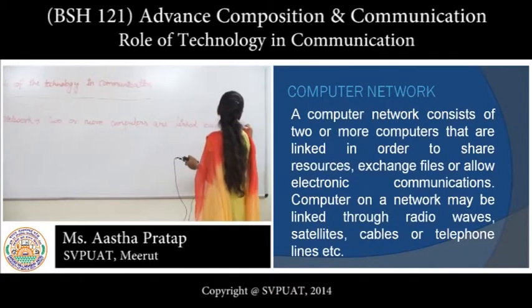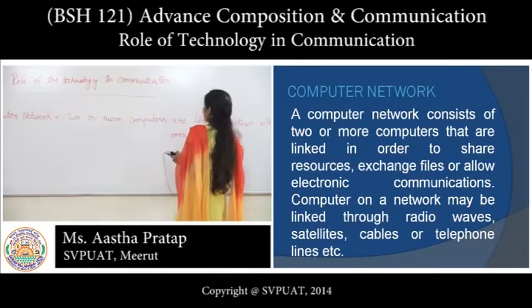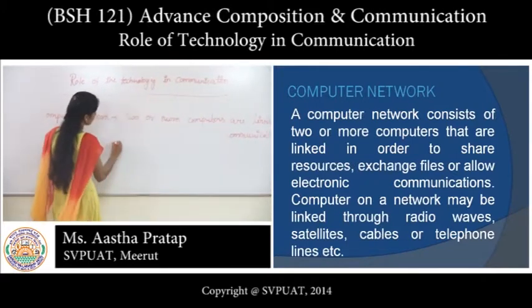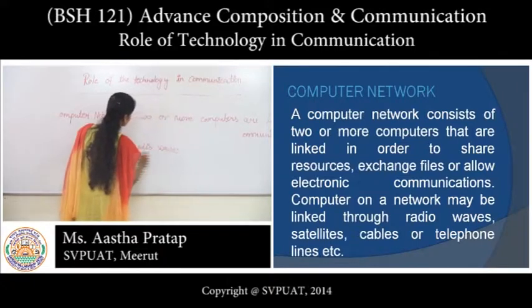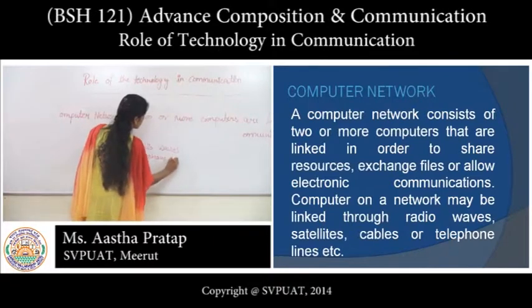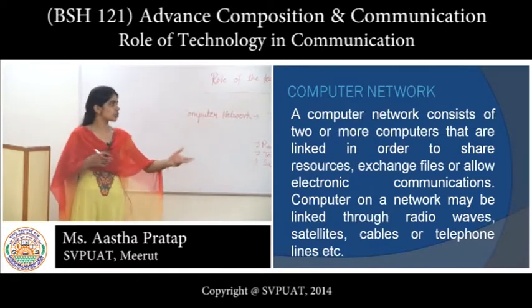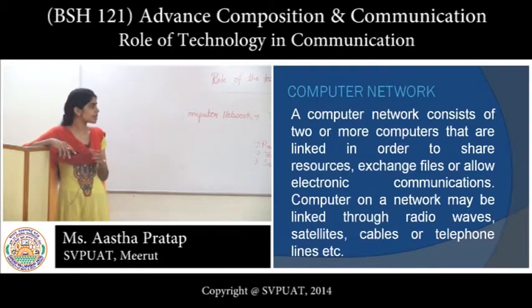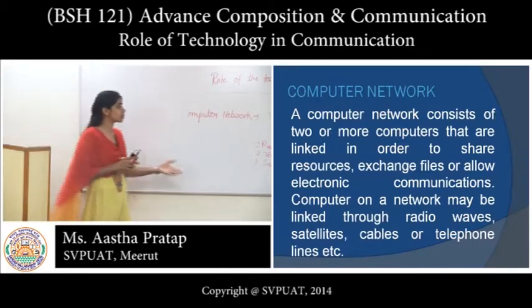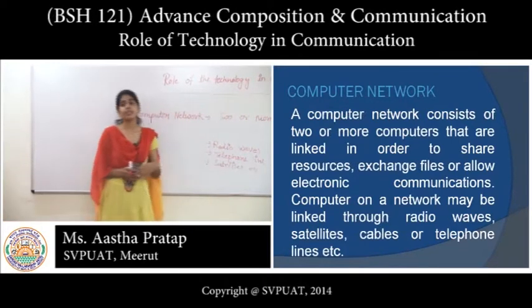Computers are linked together with communication lines, and these computers are connected with the help of radio waves, telephone lines, satellites, etc. So where two or more computers are connected with each other just to share information, ideas and views, there we find computer networking. These computers are connected through various mediums: telephone lines, radio waves, or satellites, etc.